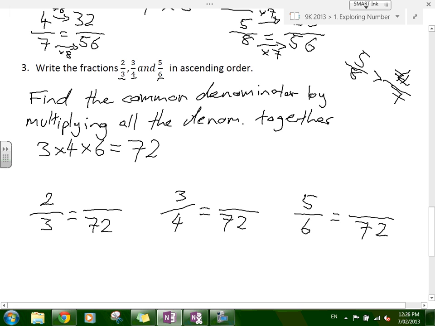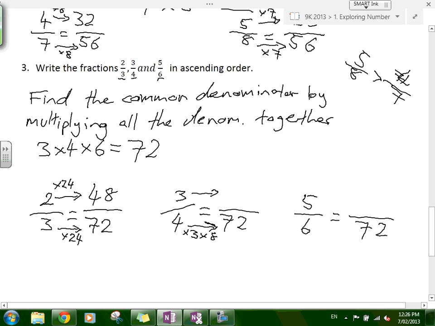Matt, what do you think goes in this one here? How do we get from 3 to 72? Okay, 4 times 6, so times by 24. And so we times it by 24. Good, 48. What about this one? Yeah, 18. So it's 3 times 8, right?